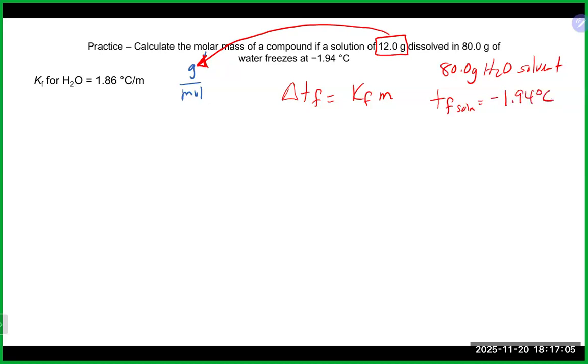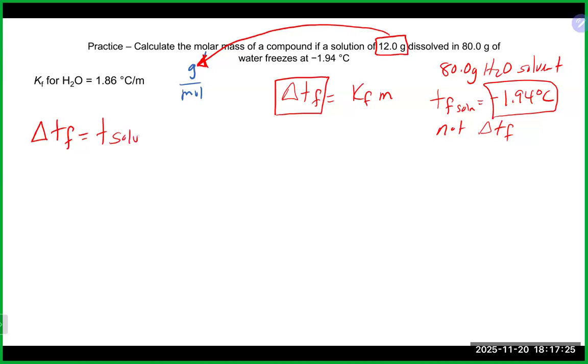So once again here, we need to use this formula to get us what we're looking for. A reminder that this here is not the delta Tf. That is actually the temperature at which the solution freezes. So the change in the freezing point temperature, again, here is going to be the temperature of our solvent minus the temperature of our solution. We know that the solvent's water, which means the normal freezing point is 0 degrees Celsius.